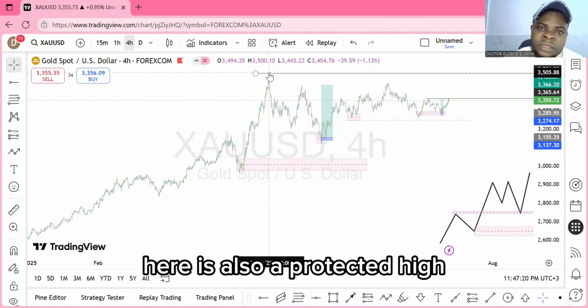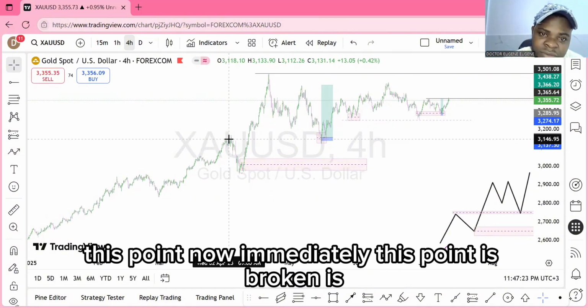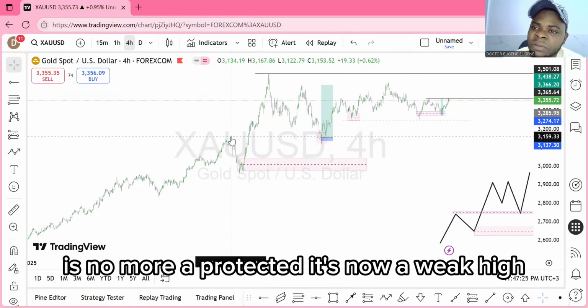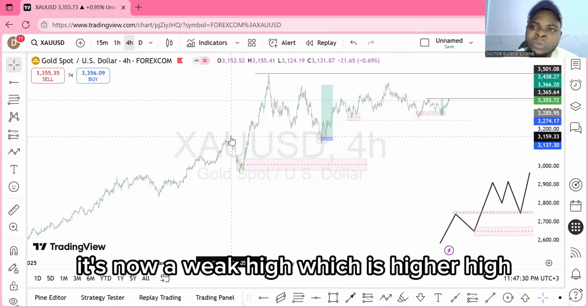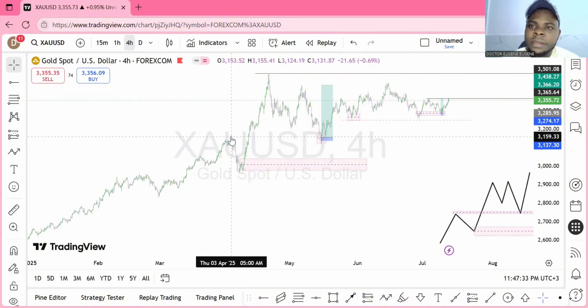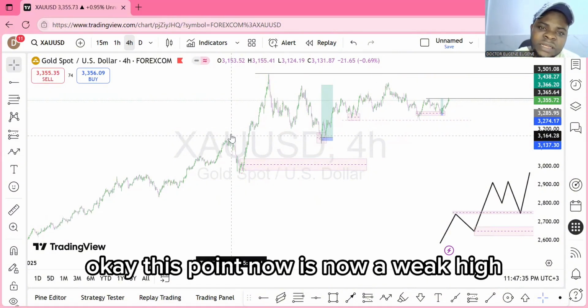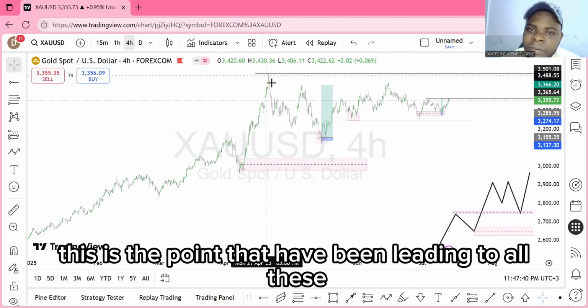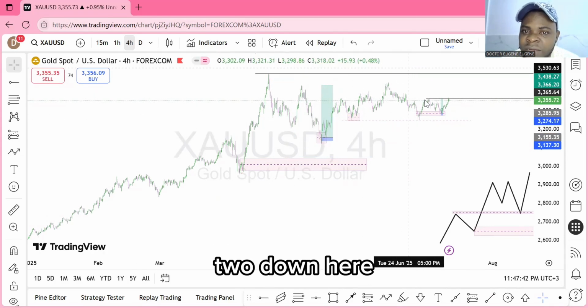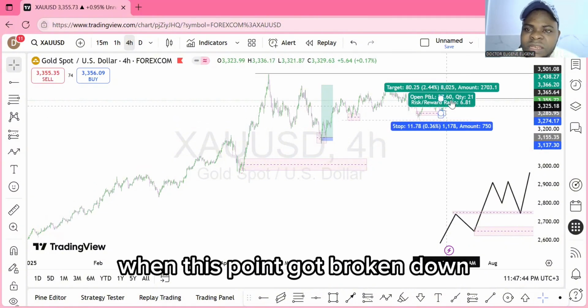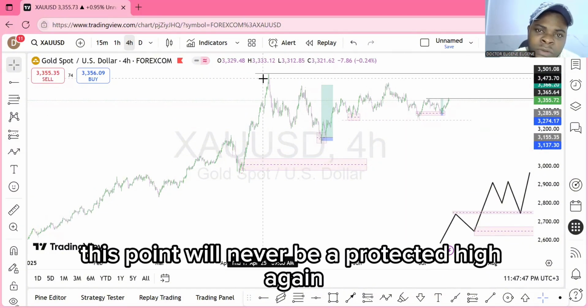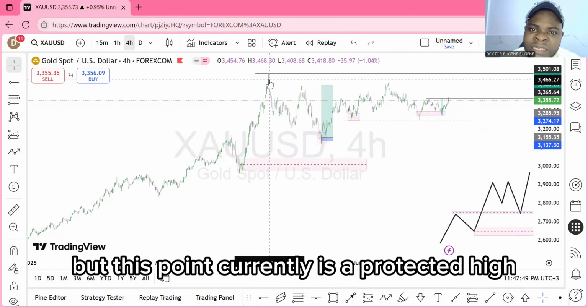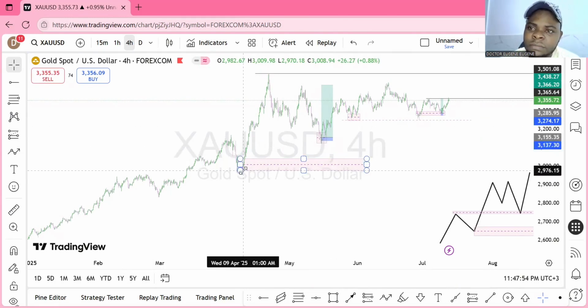Here is also a protected high. Immediately this point is broken, it's no more protected, it's now a weak high, which is a higher high. This point is now a weak high, and this one is the protected high. This is the point that has been leading to all this pull down here. So when this point got broken, it will never be a protected high again. But this point currently is a protected high, and this point is a protected low.